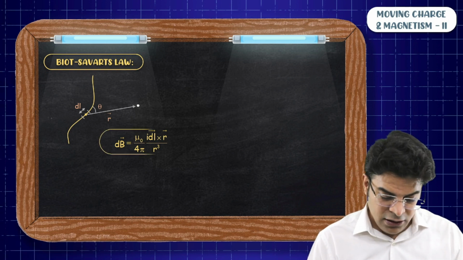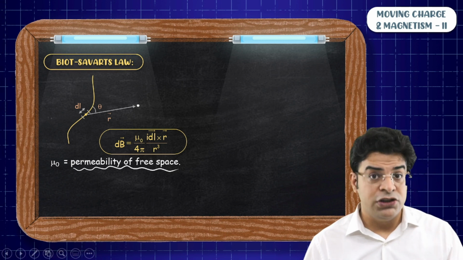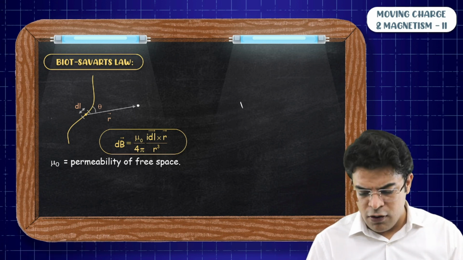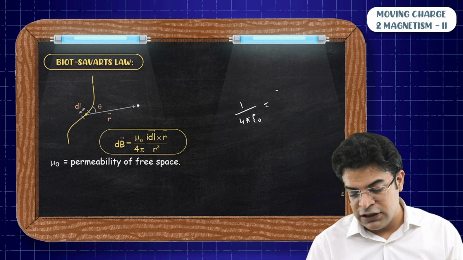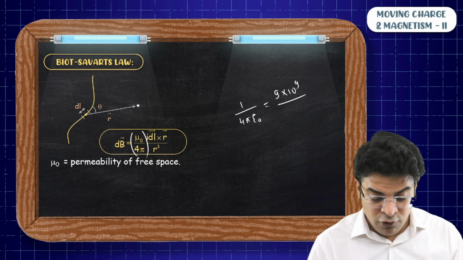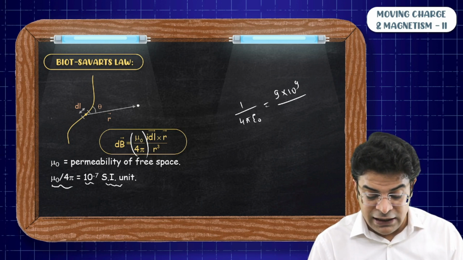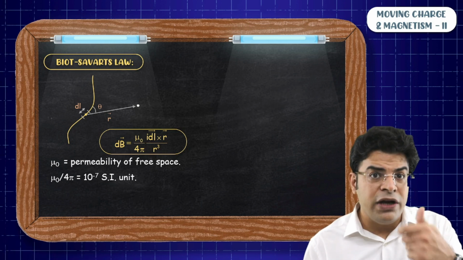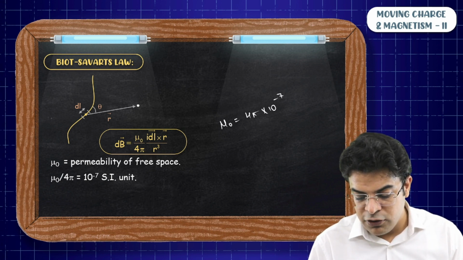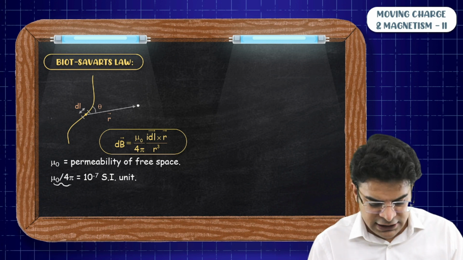Now, you will say, what is this term mu naught? Mu naught is called permeability of free space, just like epsilon naught is called permittivity of free space. There is a beautiful value of 1 by 4 pi epsilon naught, and this beautiful value is nothing but 9 into 10 raised to the power of 9. Similarly, there is a beautiful value of mu naught by 4 pi. The value of mu naught by 4 pi comes out to be 10 raised to the power of minus 7 in the SI unit system. So if somewhere you need to substitute the value of mu naught, it will be nothing but 4 pi into 10 raised to the power of minus 7. So remember that mu naught by 4 pi, again a beautiful number, is nothing but 10 raised to the power of minus 7.